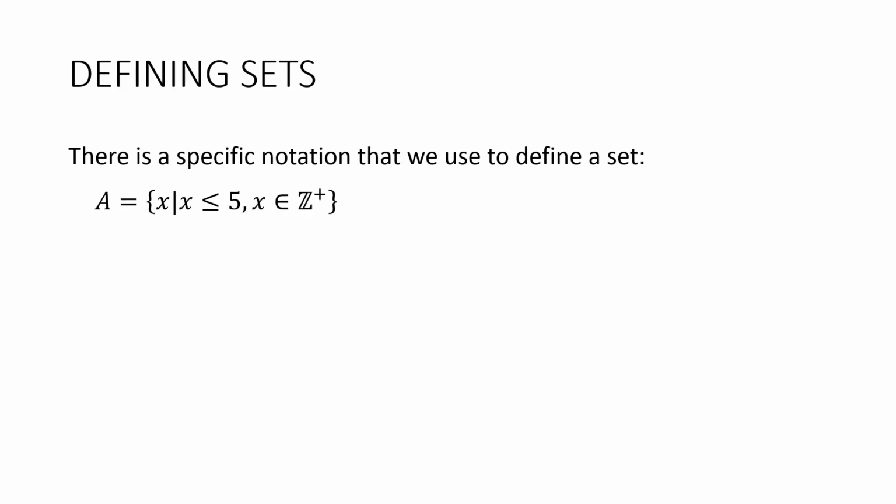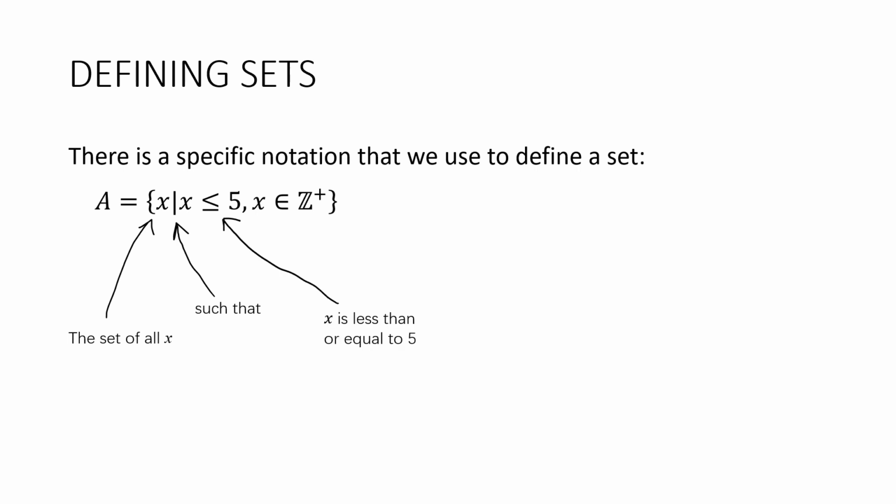Now there's a specific notation that we use to define a set, and you'll be used to the fact that the International Baccalaureate courses are very particular on notation, so you need to get this right. So we can say that this set is defined as the set of all x such that x has to be less than or equal to 5, where x is a positive integer.